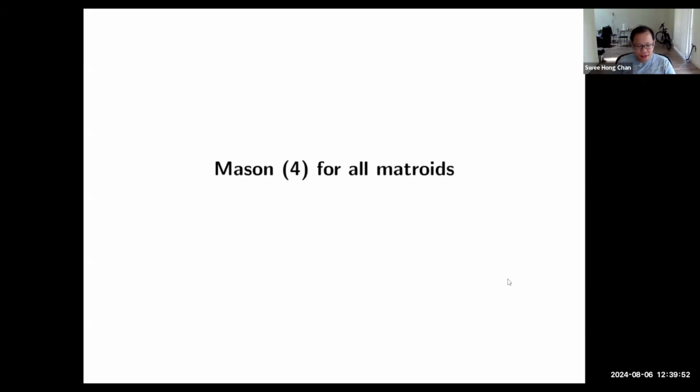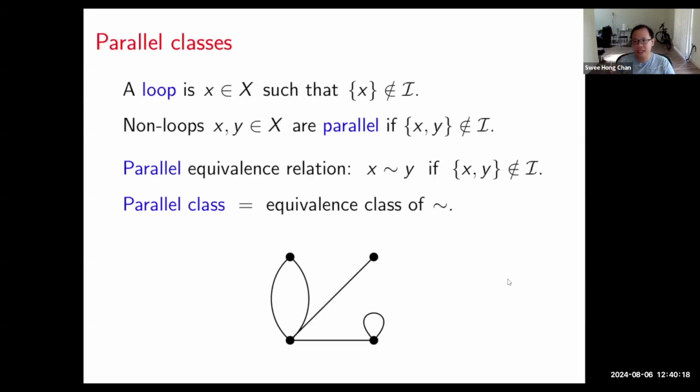Let me first apologize that for Mason 4 for all matroids, I will not present the proof. I will just state the theorem. But I just want to say that the proof more or less works the same as the proof from before for the graphical case. Only that you need to state everything in terms of independent sets rather than in terms of forests. Okay? But here is the statement for Mason 4. And to do that, I need to define what a parallel class is.